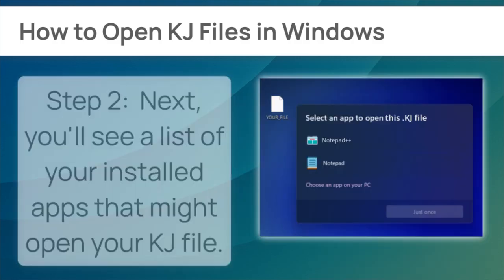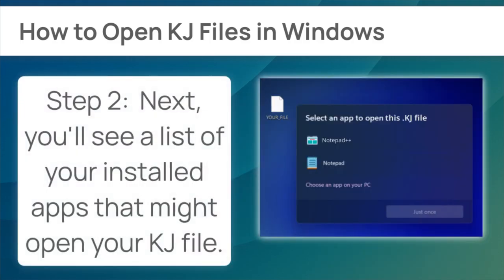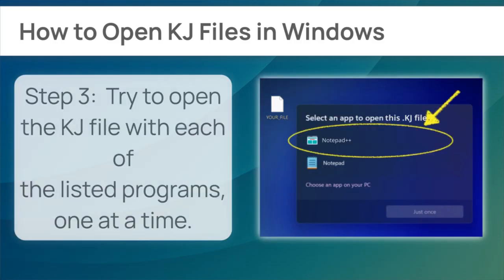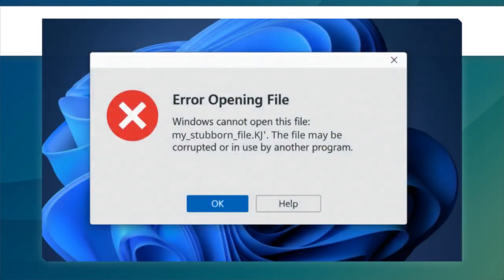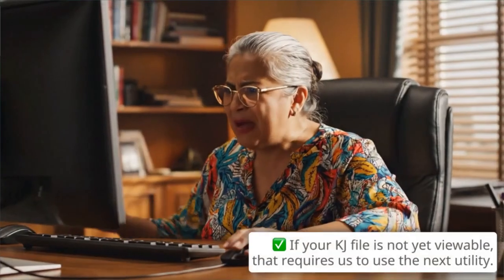Right-click the KJ file and choose Open With. Use Notepad++ first. If it's absent, select another program. This test sequence is necessary for all stubborn KJ files. If your KJ file is not opening yet, that is normal. Because the KJ format is often tied to niche applications, we must check the foundation.